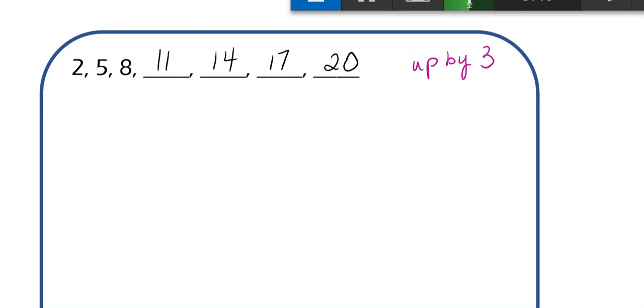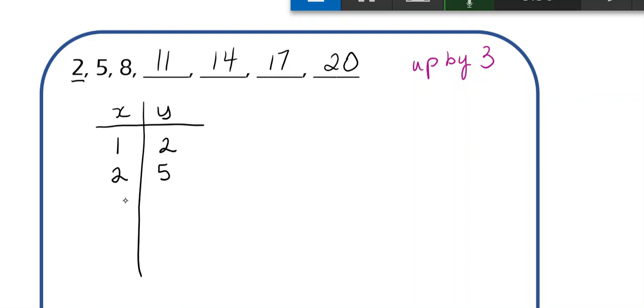So where we're going to start with this first is we're actually going to put our numbers into a table of values. It'll be helpful later when we go to see what they look like. So we're going to say our first number is 2 from our pattern. The second number is 5. The third number is 8. And the fourth number is 11. Now we could fill them all in. I'm running out of space, so I'll just stop there.